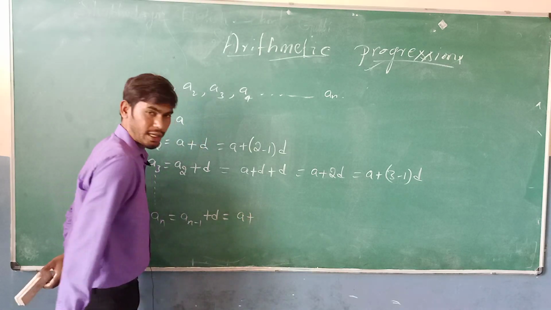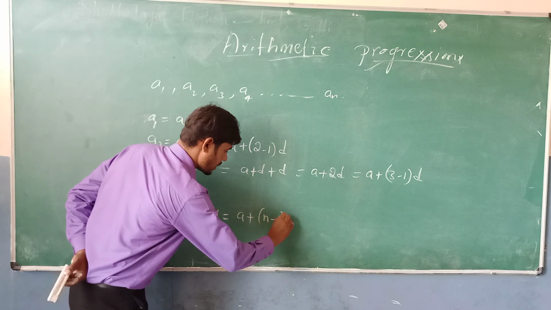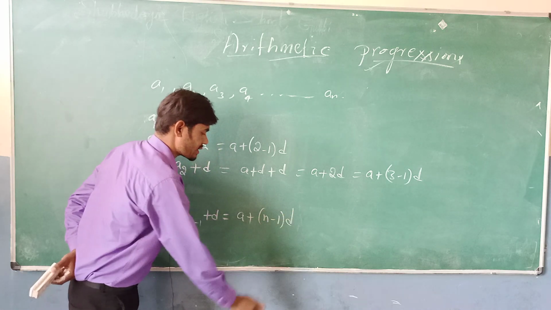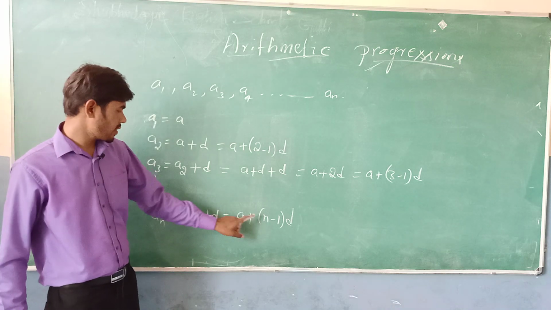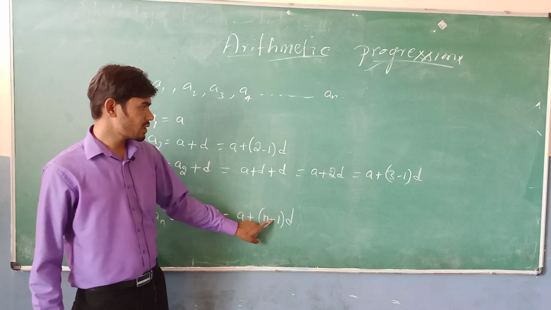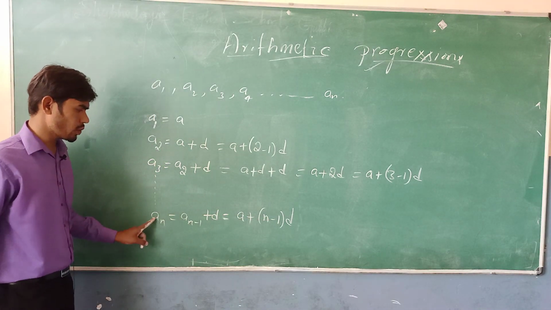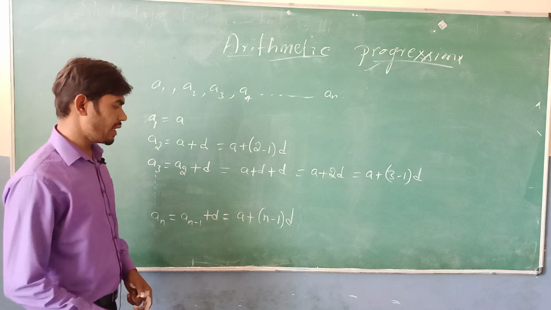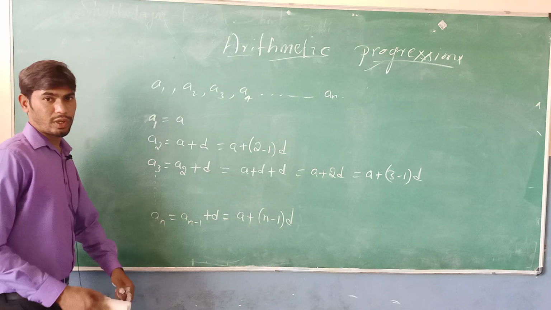And an minus 1 will be A plus n minus 1 into D. For the previous term, here also it is n minus 1. Then an is equal to A plus n minus 1 into D.